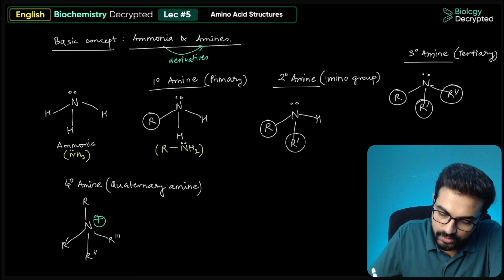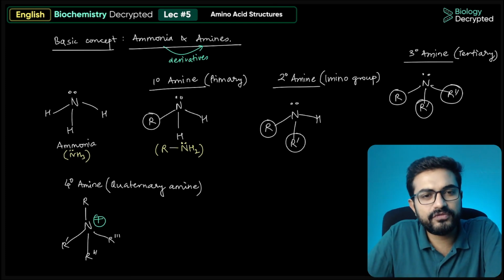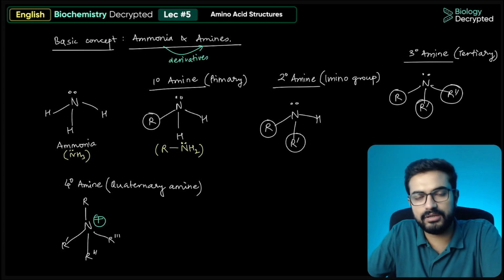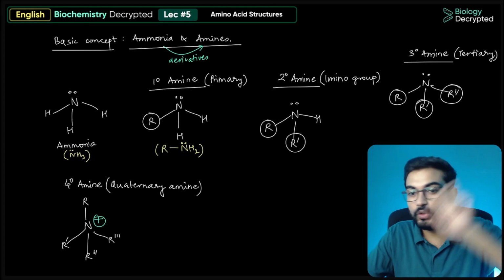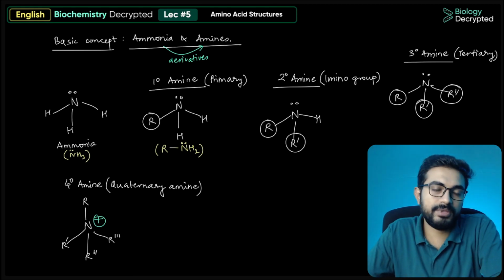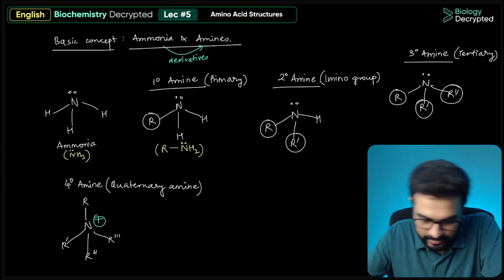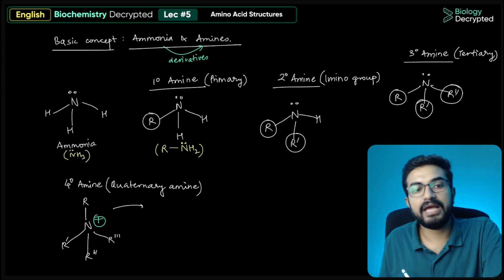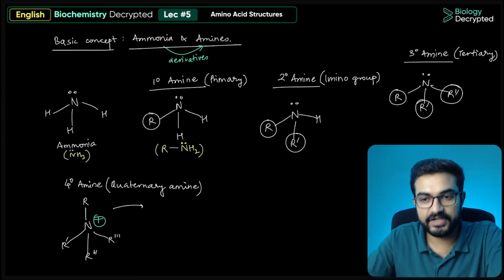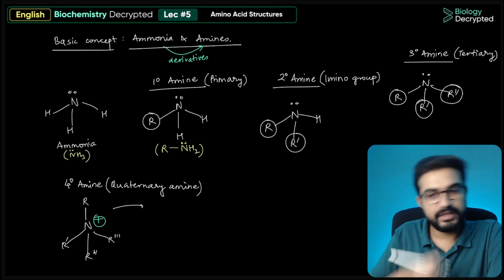And what is the best example of a compound where you find this kind of quaternary amine in biological systems? Well, let me remind you. Have you heard about choline? If not, you'll be learning about it in our class on lipids. Whenever we discuss lipids, I'll be telling you about choline in phosphatidylcholine, but let me tell you right now.